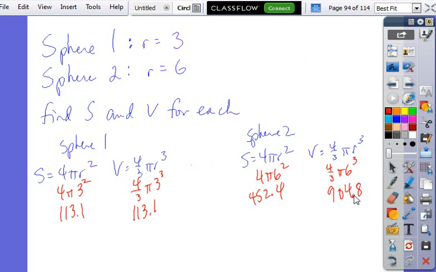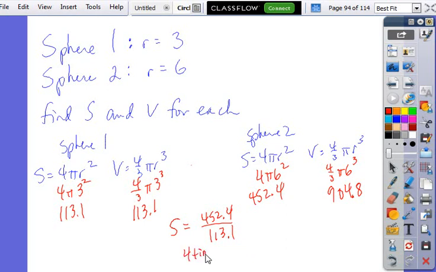What it's going to have on the EOCT or whatever is to compare the two. If I wanted to compare the surface area, I would take the second one and divide it by the first one. And that'll tell me how much bigger or smaller it is. So what is 452.4 divided by 113.1? Four. So this one is 4 times bigger.